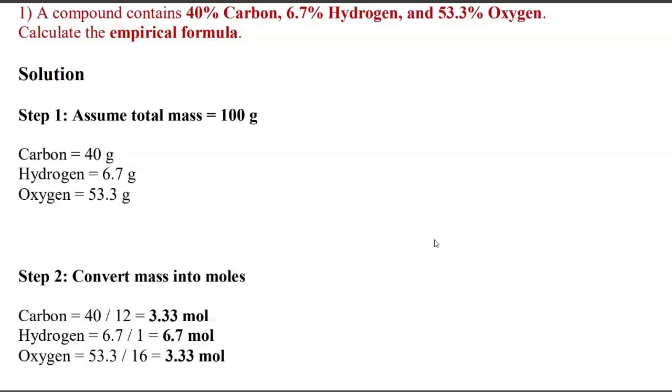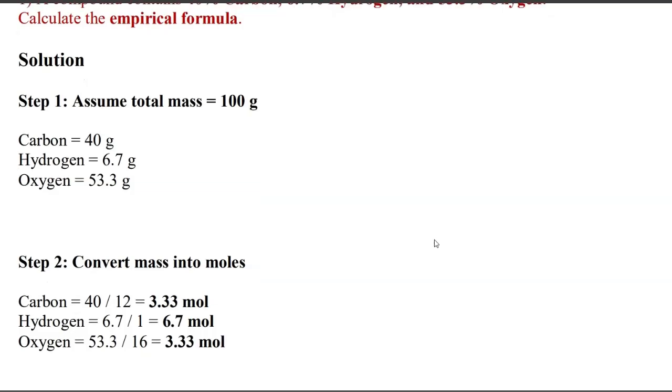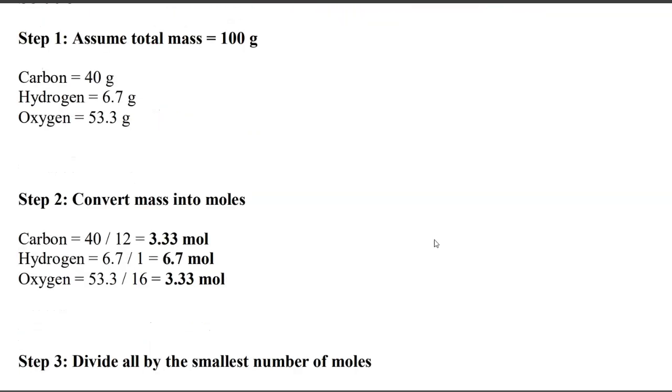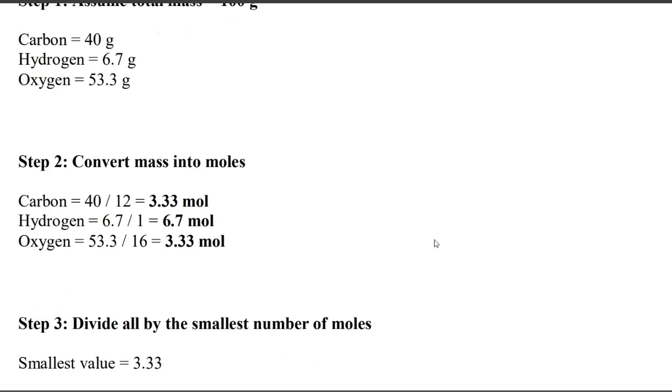So first step is assume total mass equals 100 grams. The question gives 40% carbon, 6.7% hydrogen, and 53.3% oxygen. We have to convert those into grams. And second step is convert mass into moles, that is grams to moles. We have to convert grams into moles.